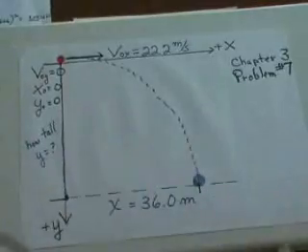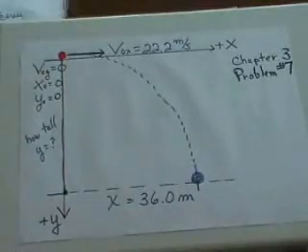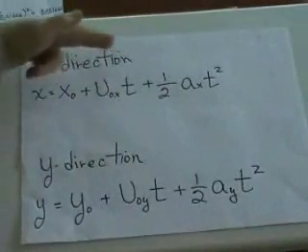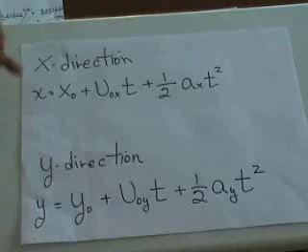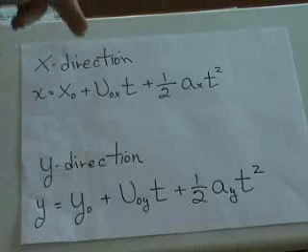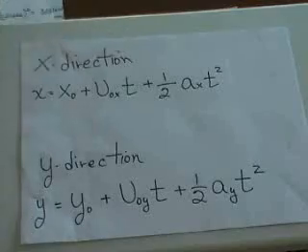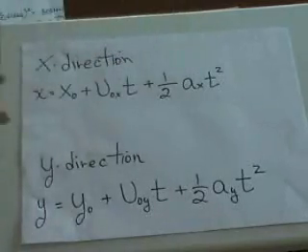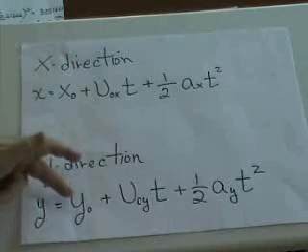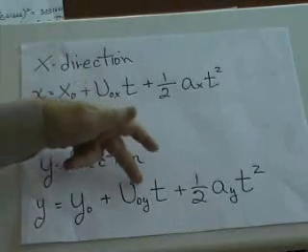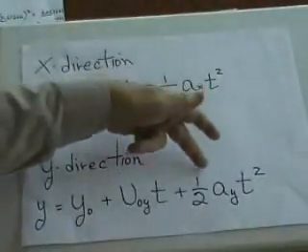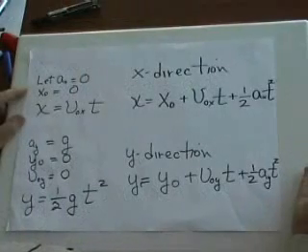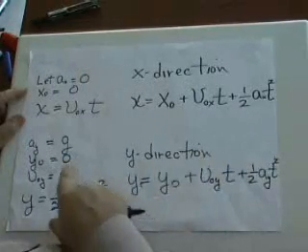So the first thing we do is we recall our equations of motion. We have two of them. You have an X direction equation of motion, which is X equals X naught plus V0X times T plus 1/2 AX T squared. And in the Y direction, we have Y equals Y naught plus V0Y T plus 1/2 AY T squared.